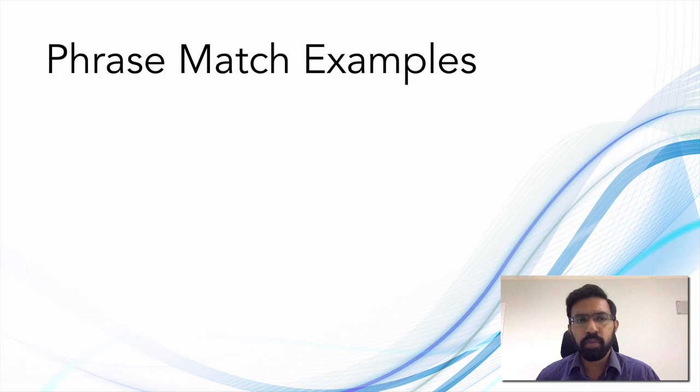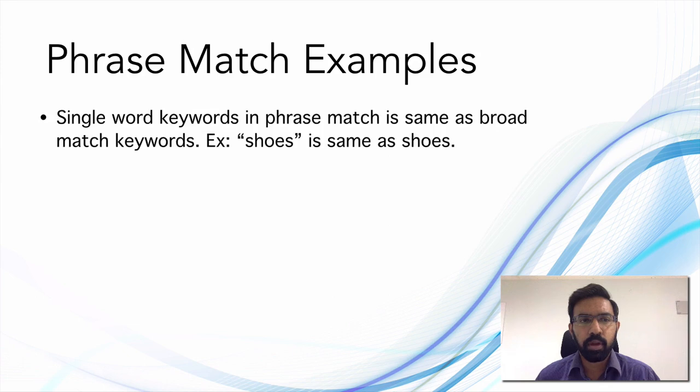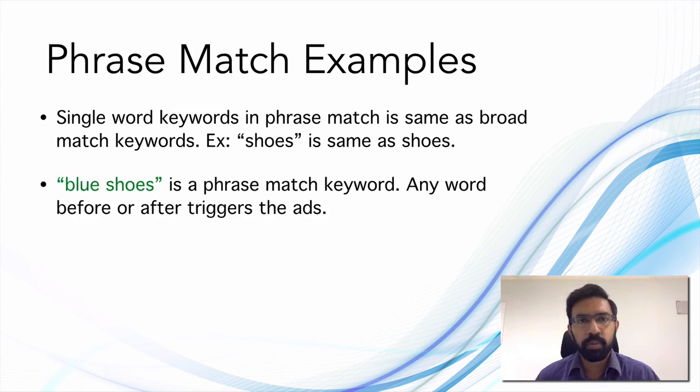We will look at some phrase match examples which will give you a clear idea of what phrase match is. Single word keywords in phrase match are the same as broad match keywords. For example, if you are including the word shoes, it is the same as the broad match keyword shoes. Phrase match basically means that there are at least 2 words or more. There is no point in having a phrase match keyword with a single word. Let's say blue shoes is the keyword that you are giving. Blue shoes is a phrase match keyword. Any word before or after blue shoes will trigger the ad, but the keyword blue shoes has to be present.